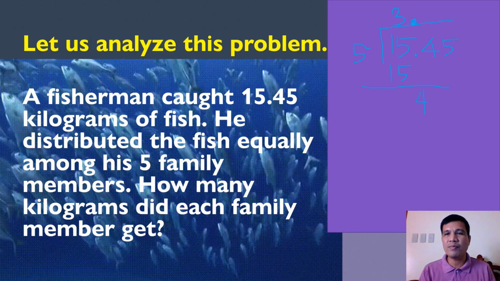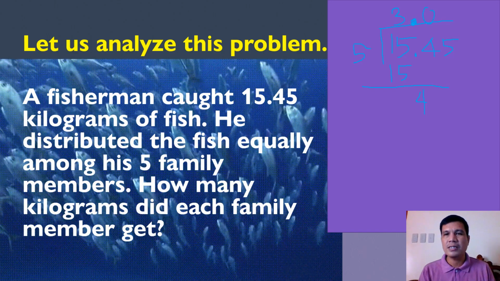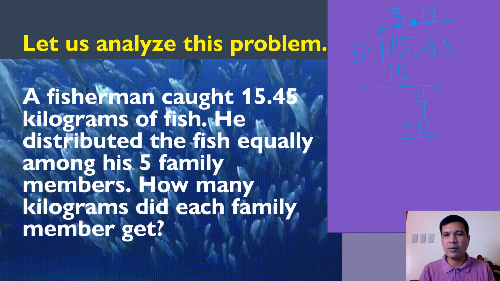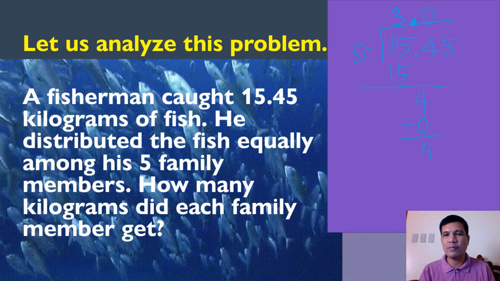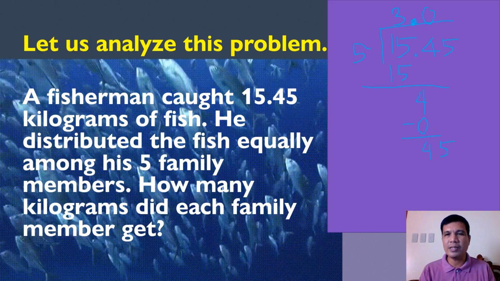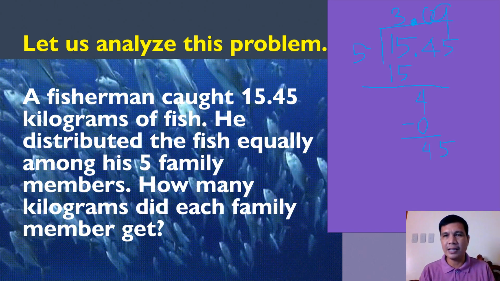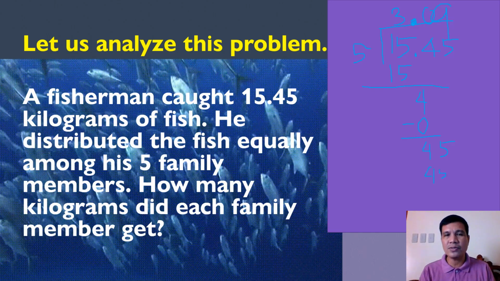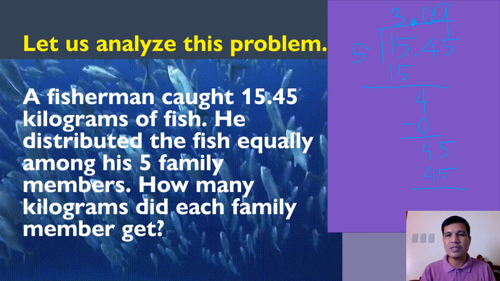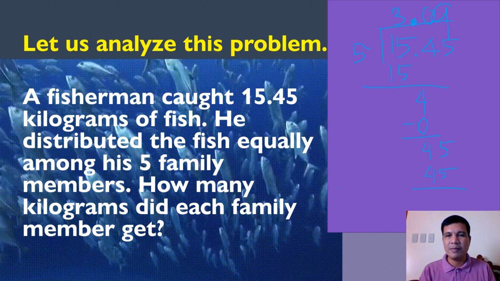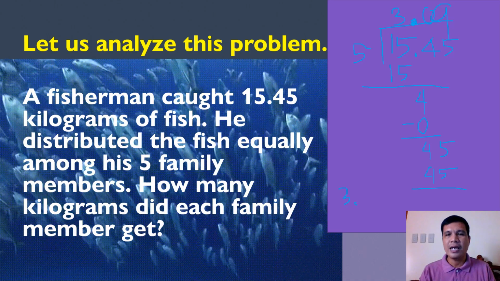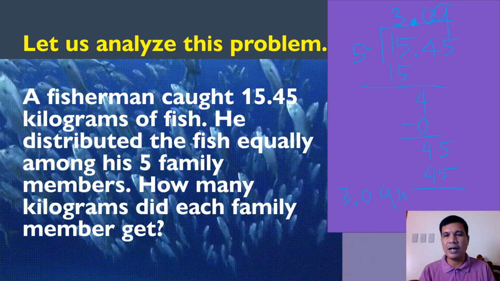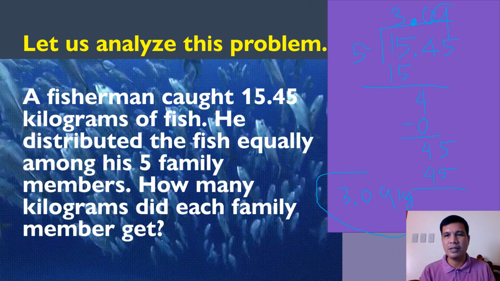Ano? 4 divided by 5 is 0. 0 times 5 is 0. And 4 minus 0 is 4. Bring down 5. 45 divided by 5 is 9. 9 yan. 9 times 5 is 45. So what will be our answer? How many kilograms did each family member get? Very good. The answer is 3 and 9 hundredths kilograms. Very good.